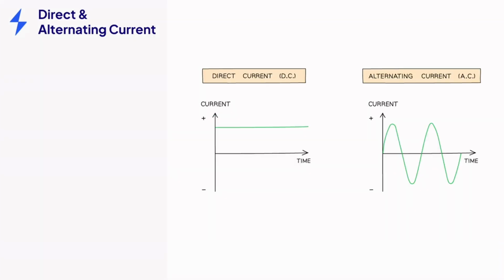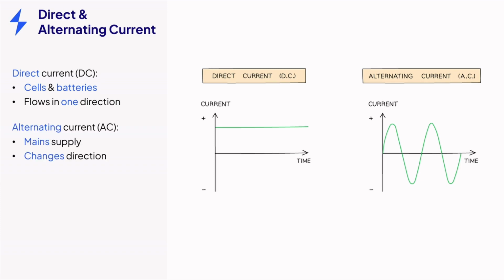There are two ways that current can flow around a circuit. If the source of potential difference in the circuit is a cell or a battery, then the current will flow in one direction only, forwards. We call this direct current. If the source of the potential difference is from the main supply, then the current will alternate directions. It will flow forwards, then backwards, then forwards, then backwards. We call this alternating current.